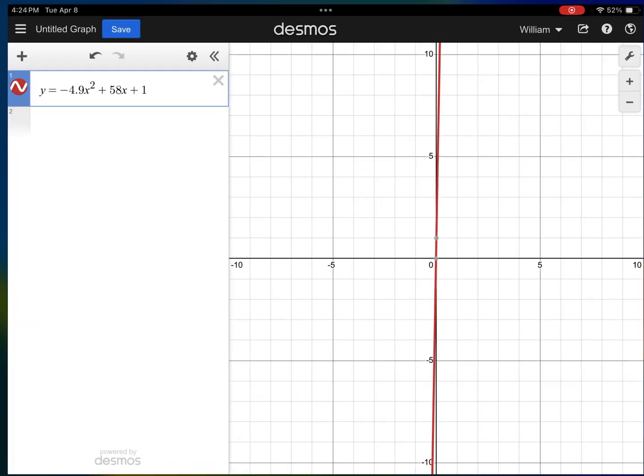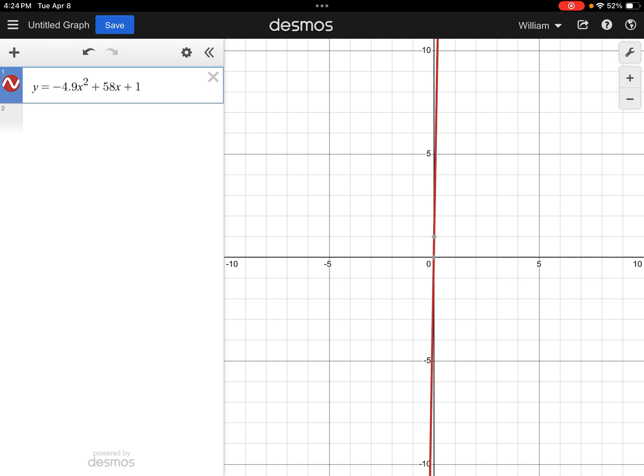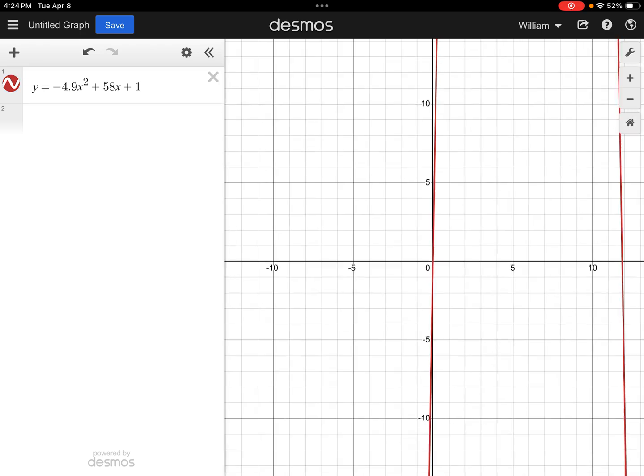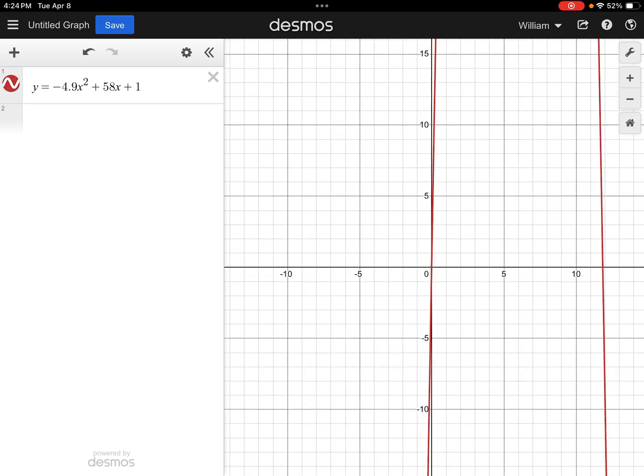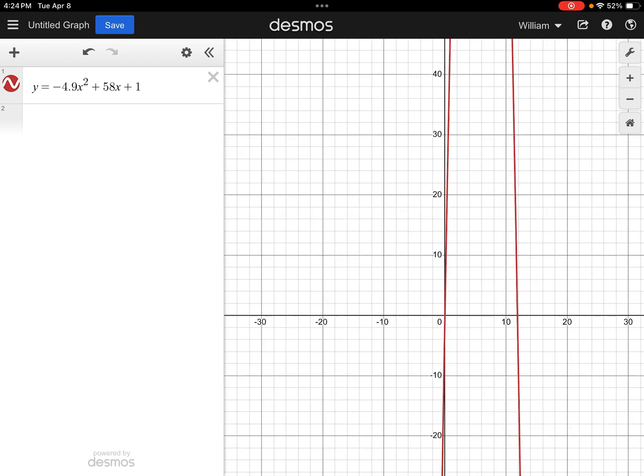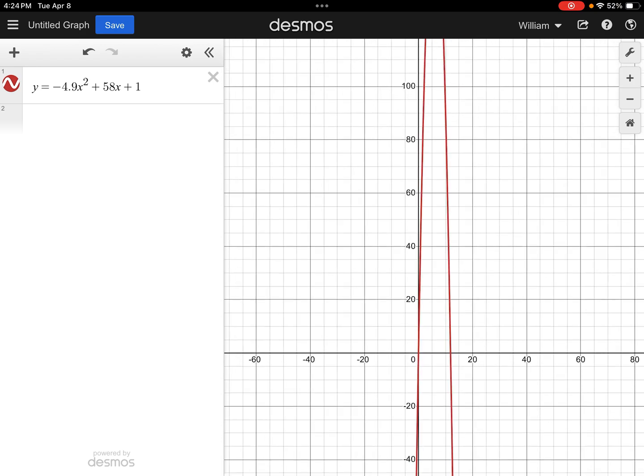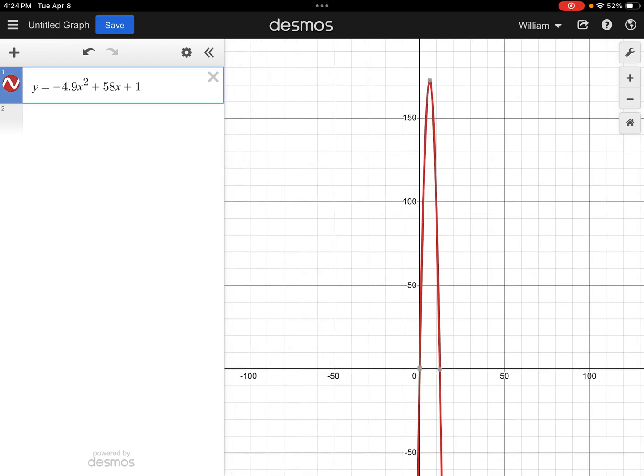I already typed the equation in, and notice it's not much of a line. That's because, think about it, he's hitting it up in the air. In real life, he hit it more than 10 feet in the air. If I look at this, that'll give me kind of a clue. There's my parabola. It looks like the highest is about 172, and it looks like it crosses about 11.9.